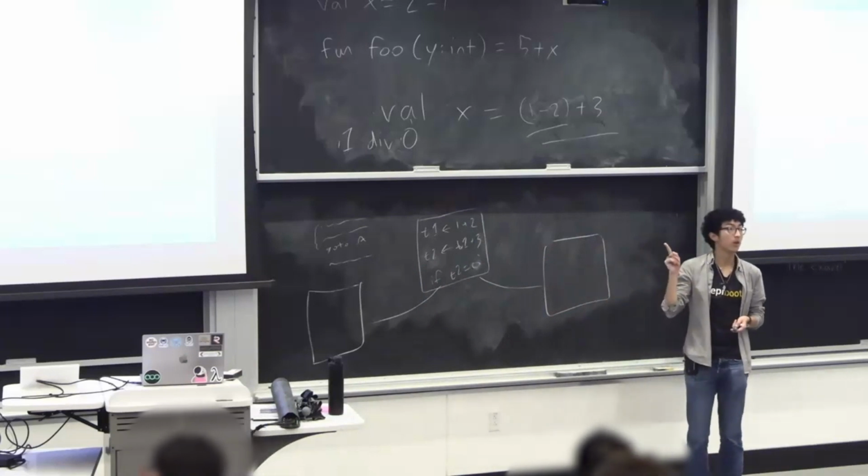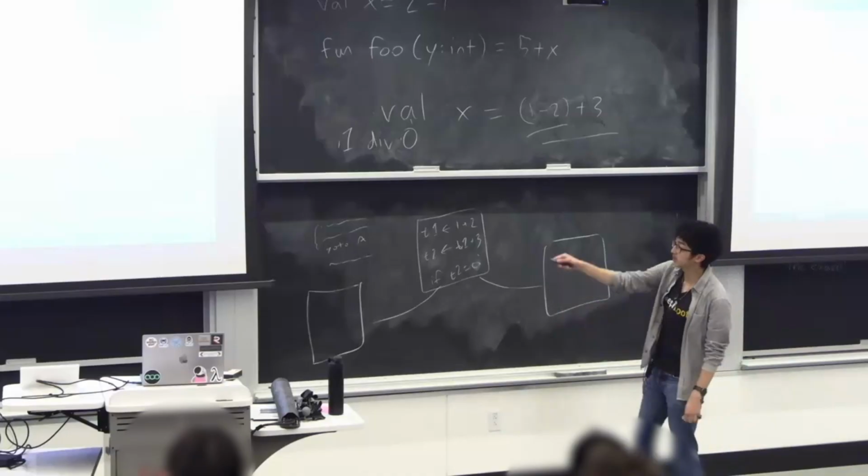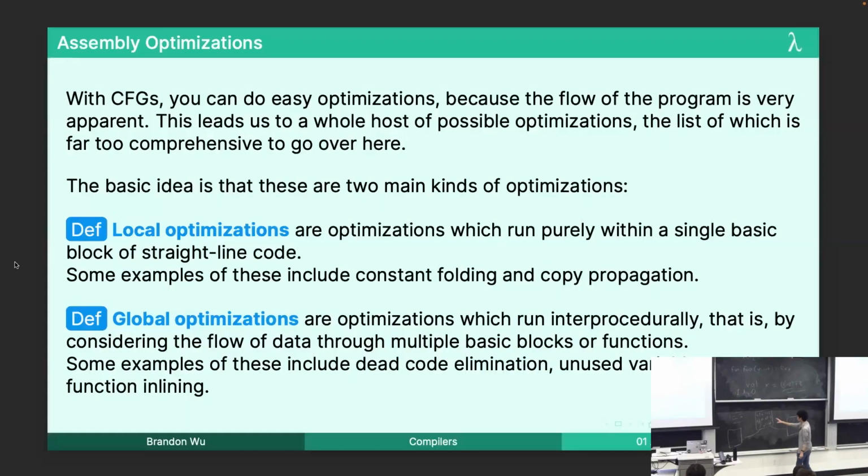And then I'll also give you some vocab. This is not super important, but local optimizations are optimizations that work on just a block. For instance, if I had 1 + 2, I move this to 3, and maybe I also move that. That works within a single block of straight line instructions. I don't need any knowledge of how the functions go.